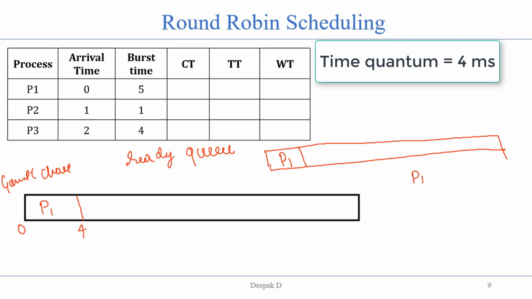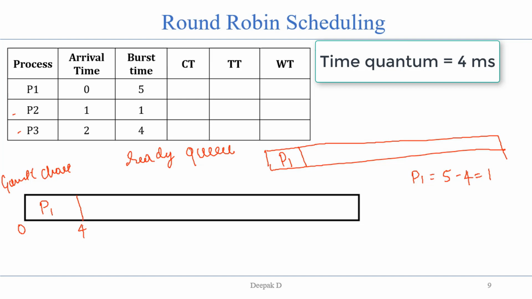Now you can see that for P1, what is the burst time here? 5 minus 4, and the remaining is 1. And meanwhile, as I complete this P1, all the other processes, that is P2 and P3, have arrived and they are waiting in the ready queue.